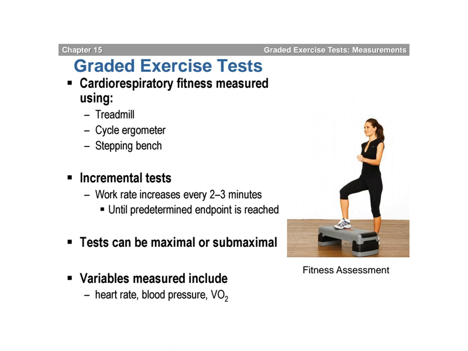We're next going to focus on graded exercise tests. These are tests of cardiorespiratory function. They typically use treadmills, cycle ergometers, or stepping benches, as pictured here, to assess a person's fitness. These are incremental tests, so people start off at the lowest exercise intensity, and every 2 to 3 minutes they increase in intensity.